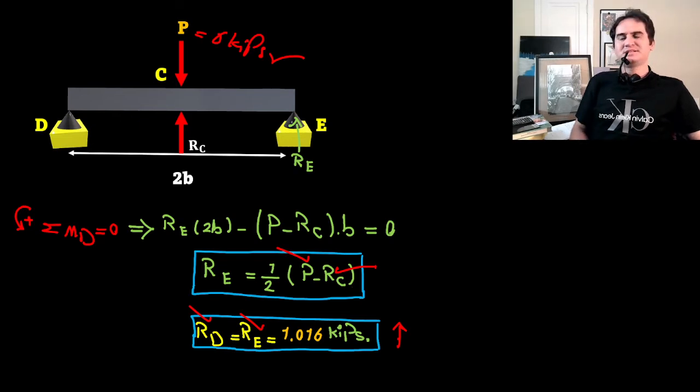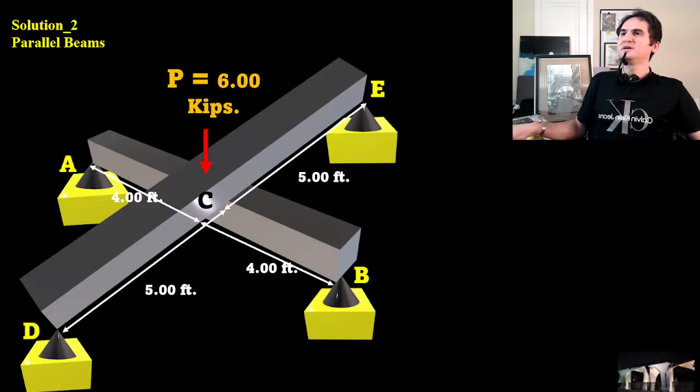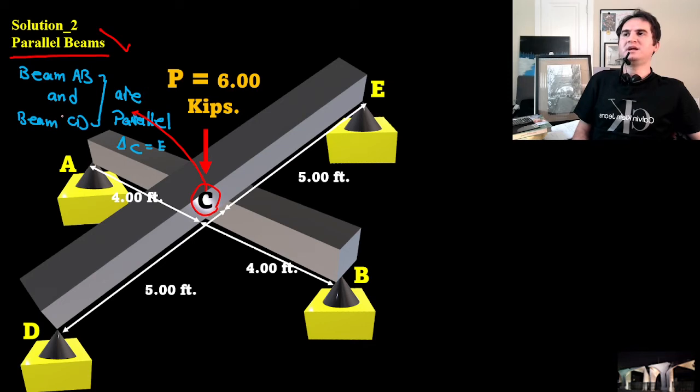Now the interesting part. So far we calculated all the reactions for this problem, yet we can solve it in a far more interesting approach. If you remember the parallel situation, this is the key to the solution. Beam AB and beam DE are in parallel condition.